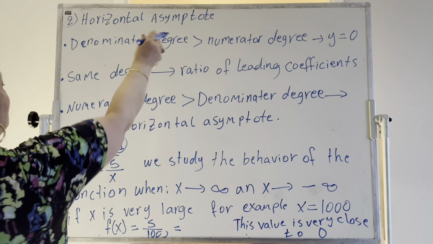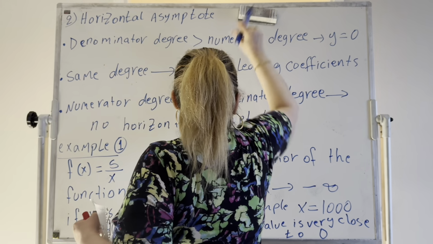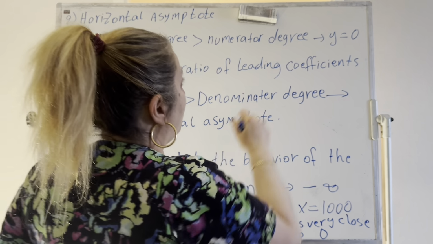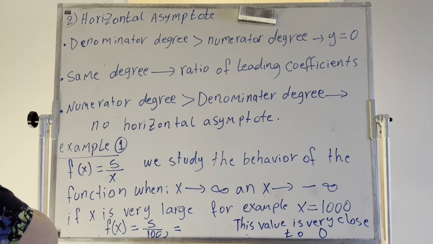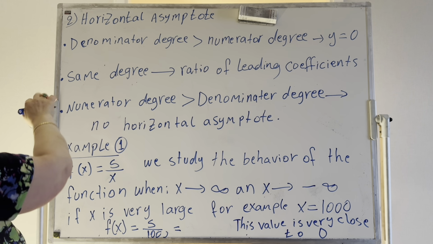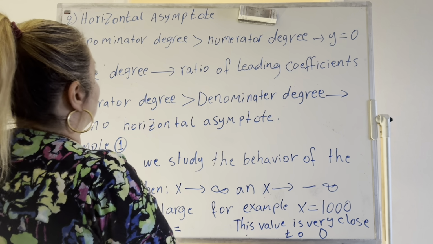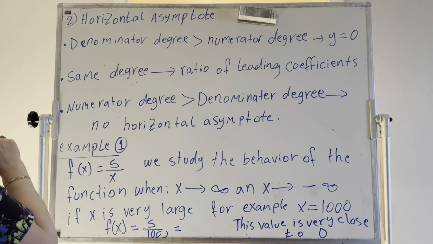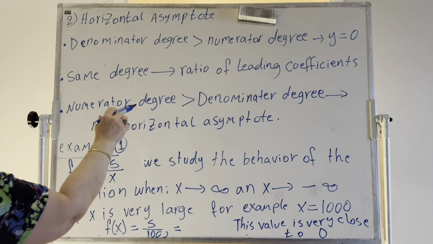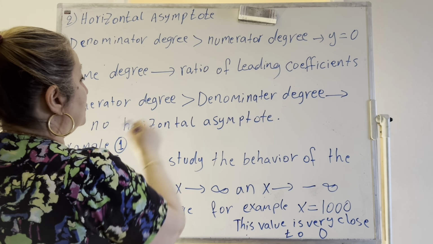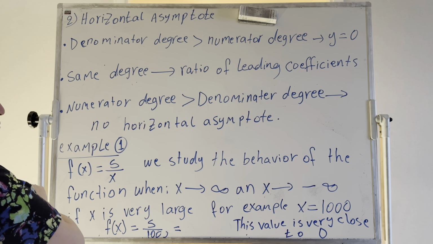Horizontal asymptote. First, when the denominator degree is larger than the numerator degree, y equals 0. Second, when the denominator and numerator have the same degree, take the ratio of the leading coefficients. Third, when the numerator degree is larger than the denominator degree, there is no horizontal asymptote.